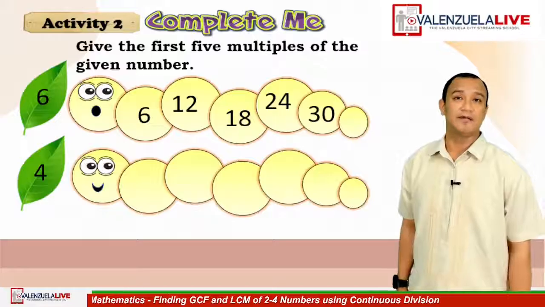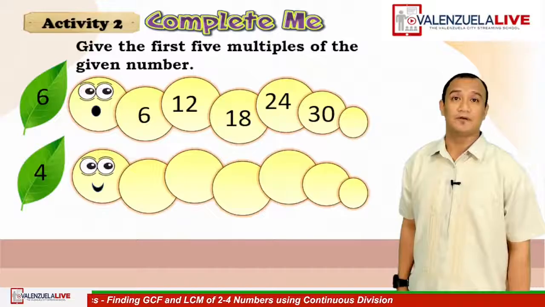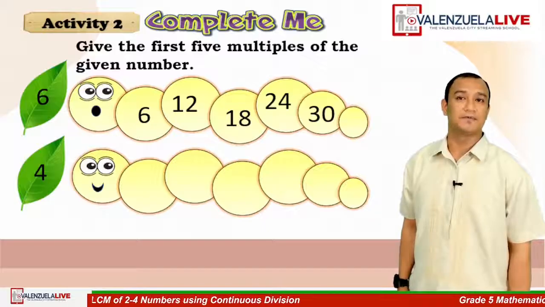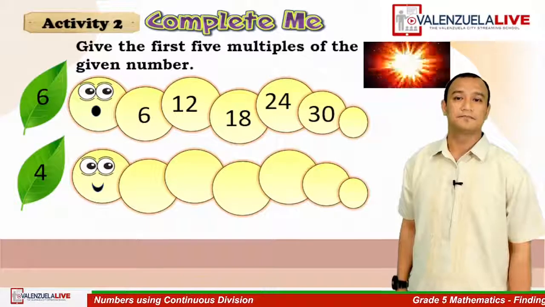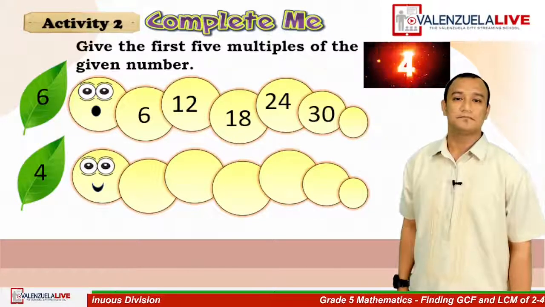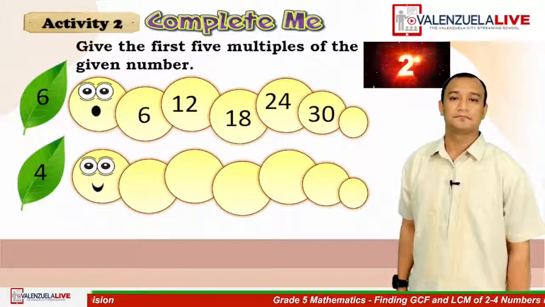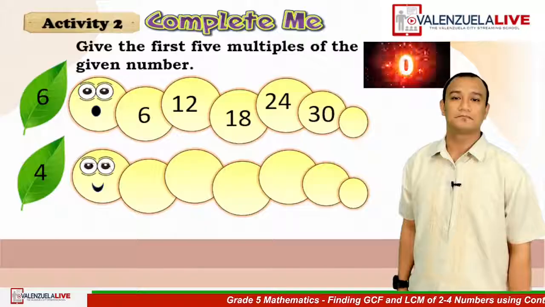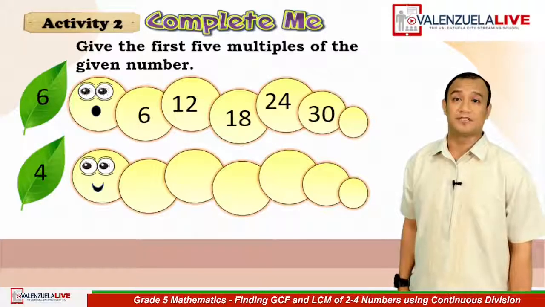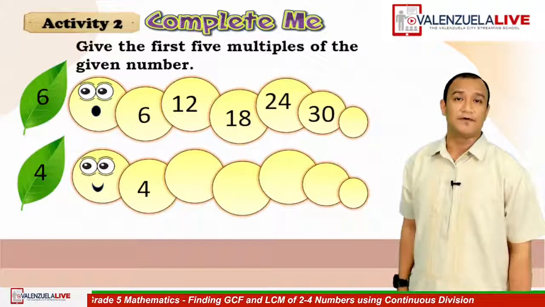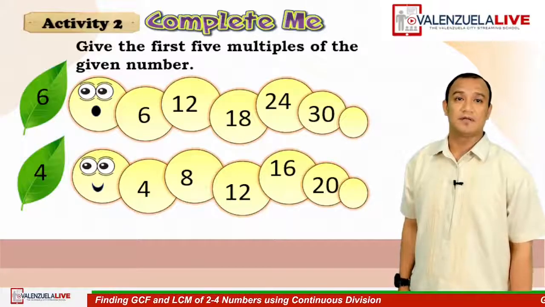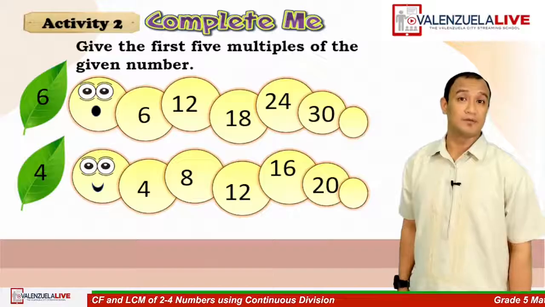For the next given, find the first 5 multiples of 4. Your time starts now. Okay, time's up. Let's check your answer. If it is 4, 8, 12, 16, and 20, very good.